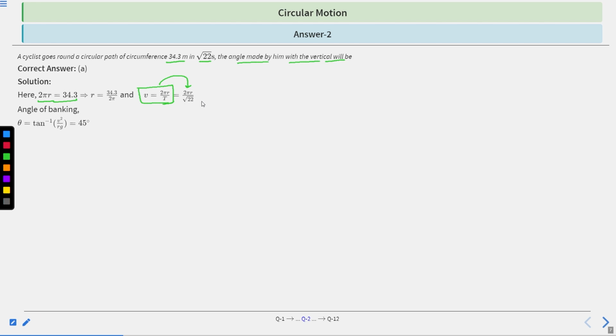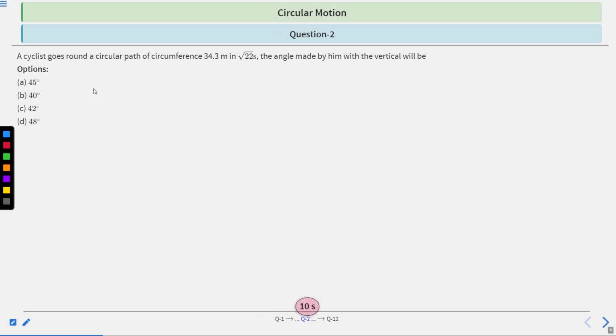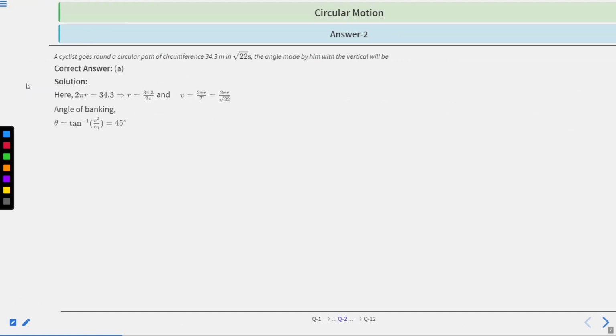under root 22. So we know the formula of angle of banking: theta equal to tan inverse of v square divided by r g. After calculating all terms and putting the numerical values in this formula, you will get the answer 45 degree. So the correct answer is A, 45 degree. Next question.